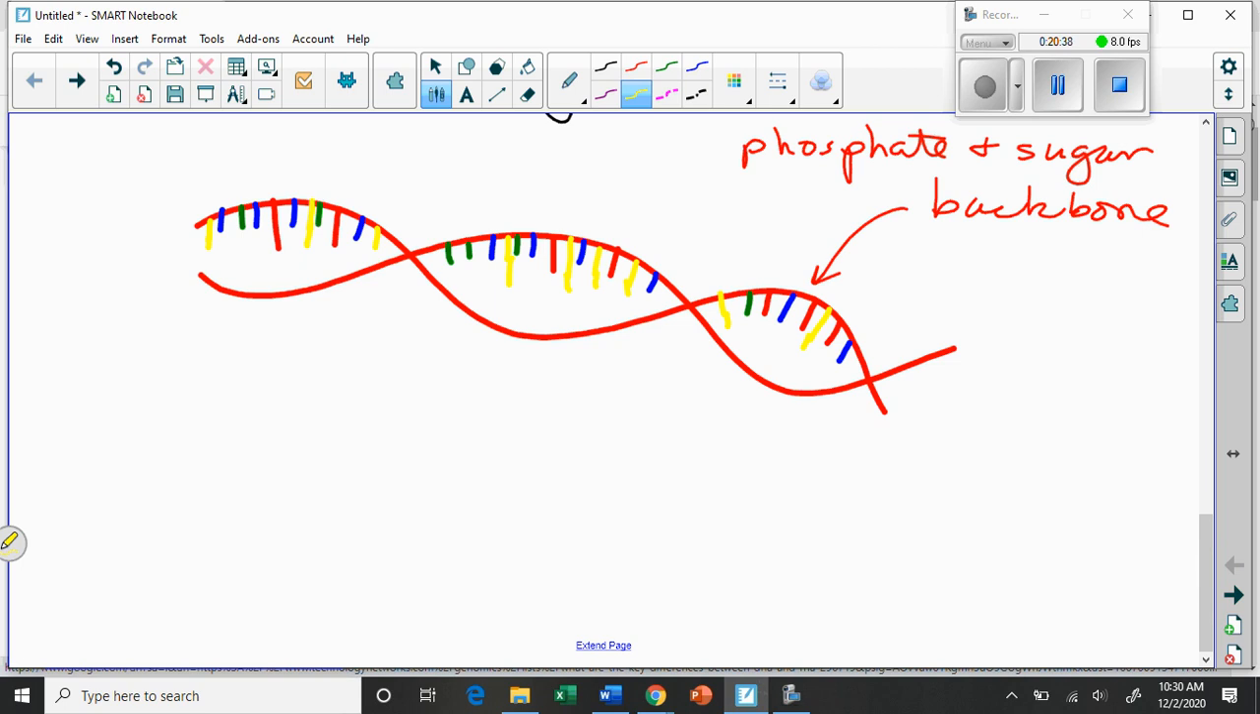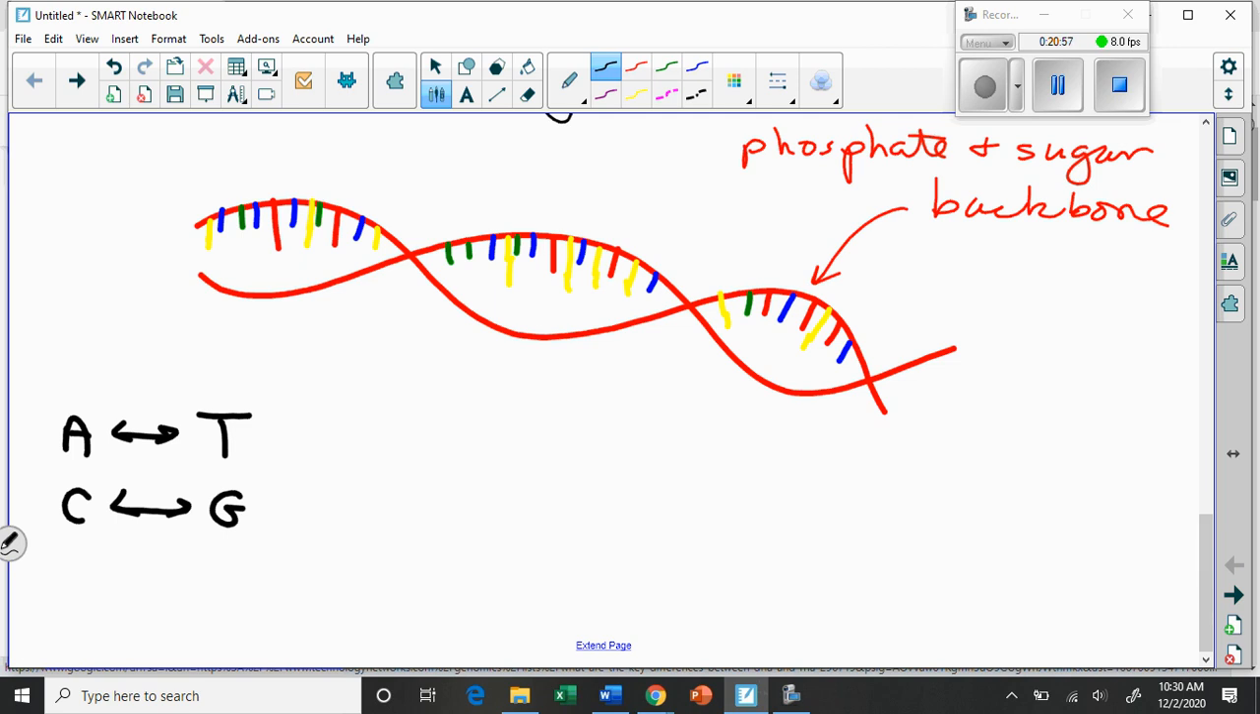Now here's the cool thing. I'm going to tell you this. I'm going to write it over here. Wherever there's an A, on the other side, there has to be a T. That's the only way they stick together. And whenever there's a C, on the other side, there has to be a G. So the two sides of the DNA molecule can only stick together in this way.